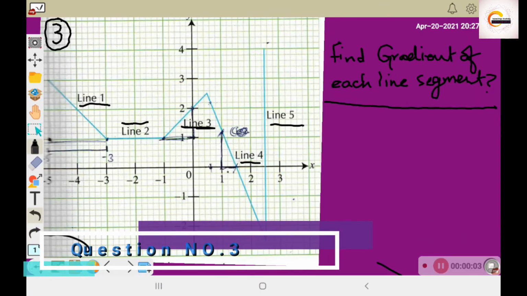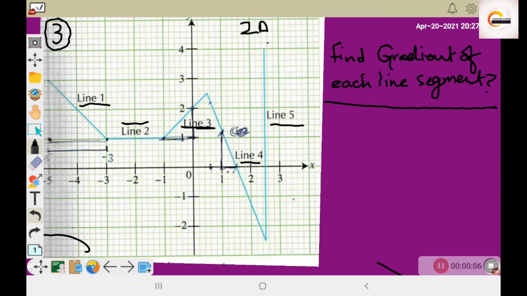Now question number 3 from exercise 2A. Find the gradient of these 5 lines, line 1, 2, 3, 4 and 5. I have explained in the previous concept that if a line, let's look at line number 2 and line number 5, which are the easiest ones. As I have explained earlier, in the case of horizontal and vertical lines, if a line is parallel to the x-axis, which is line number 2, what is its gradient going to be? Yes, its gradient is going to be 0.